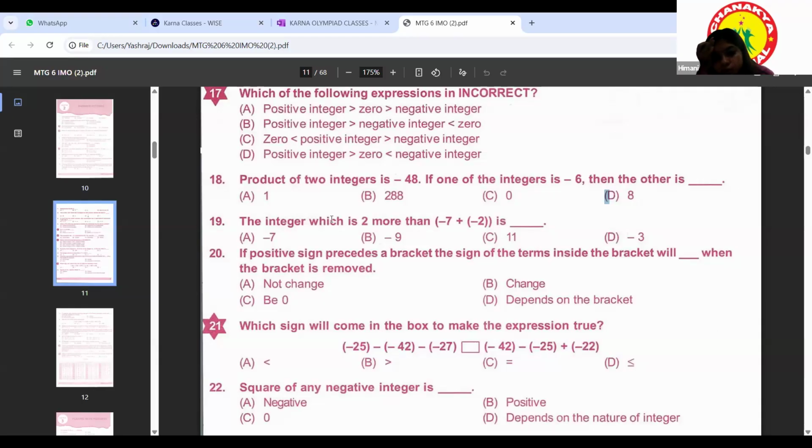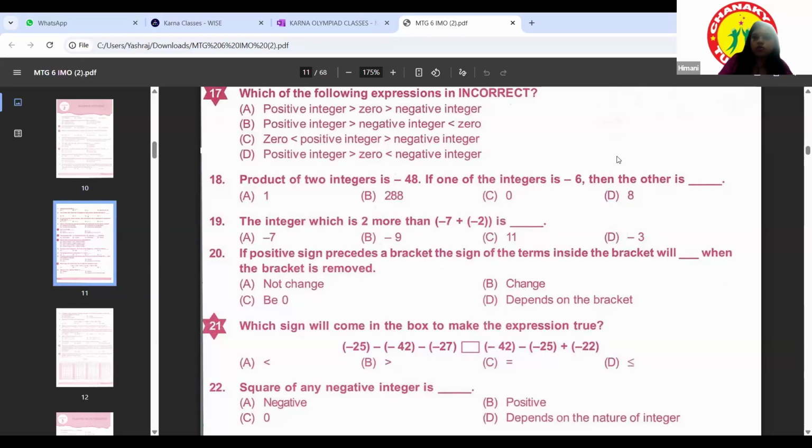No. If positive sign precedes a bracket, the sign of the terms inside the bracket change, ma'am. B. Correct. No. Why change? Just tell me why it will be changed. Ma'am, because, like for example, if you solve the inside, like the first bracket, then you go to the second bracket, it changes, right? No, the sign doesn't change.